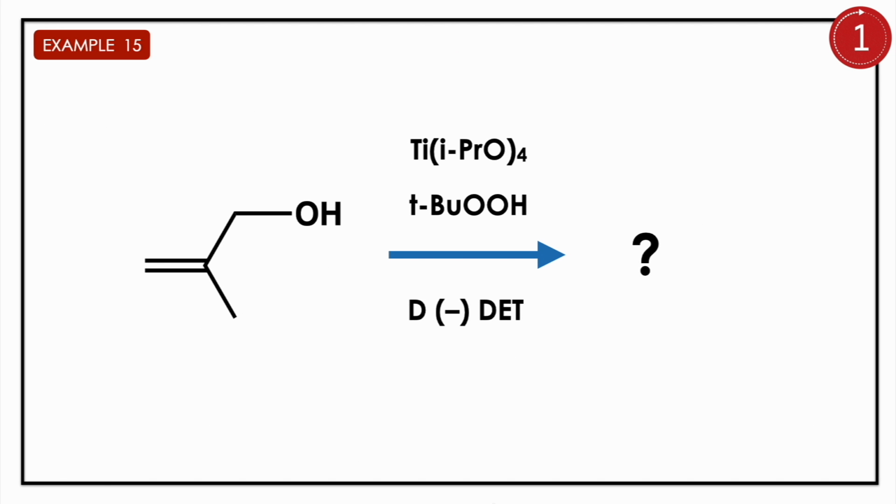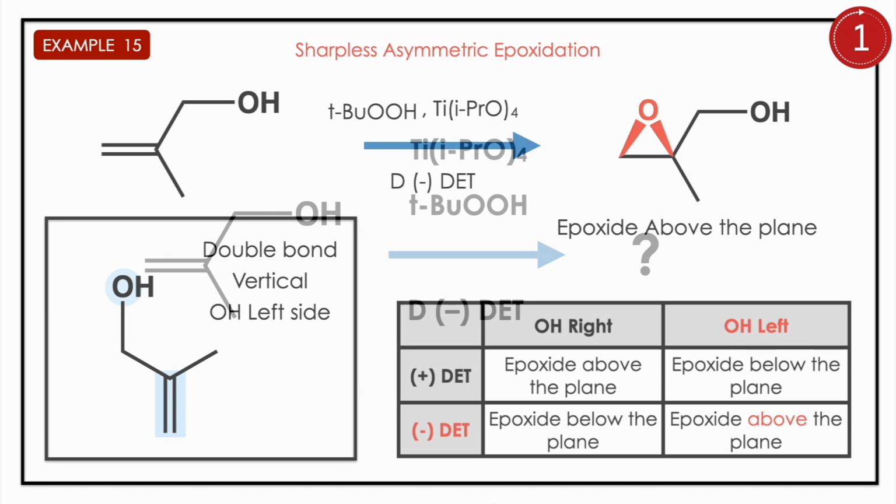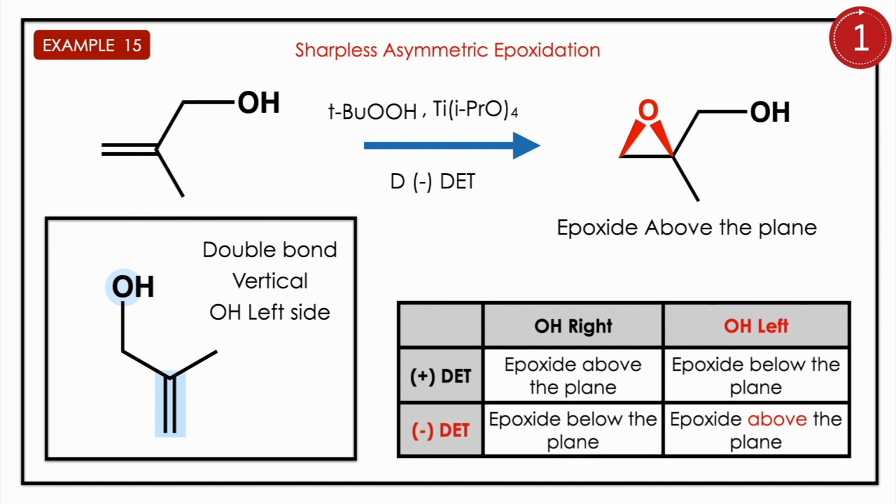Then the next example. Here you have an alkene. One side has a methylene alcohol, another side a methyl group. You are using titanium isopropoxide, tertiary butyl peroxide, D minus DET. You should find what the final product will be. Here you have an allylic alcohol, and DET you are using.